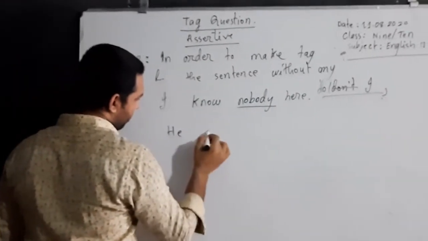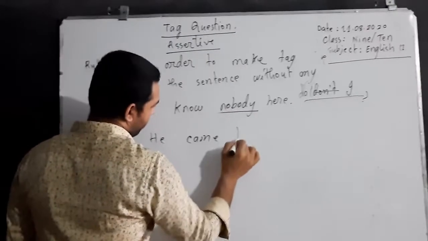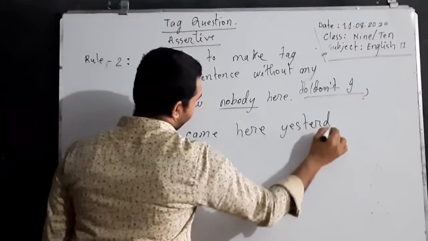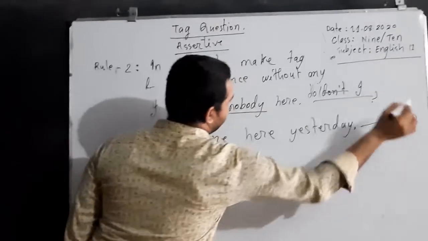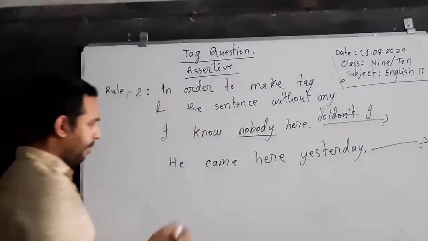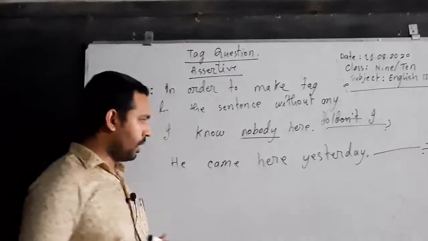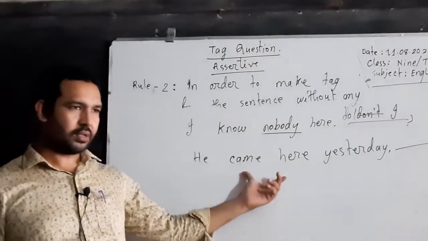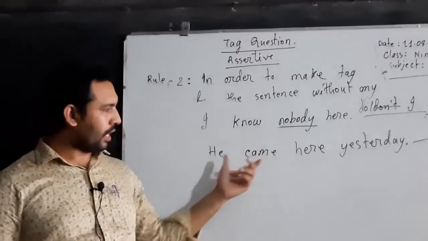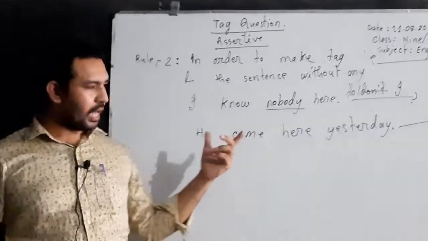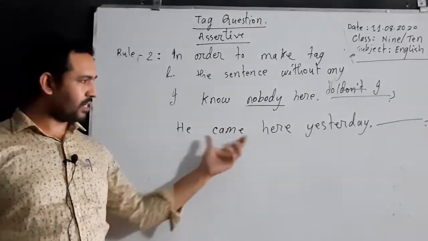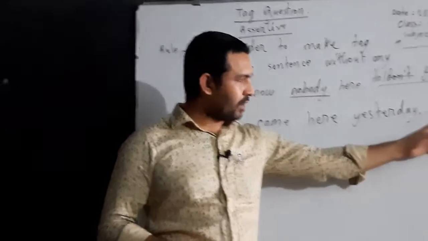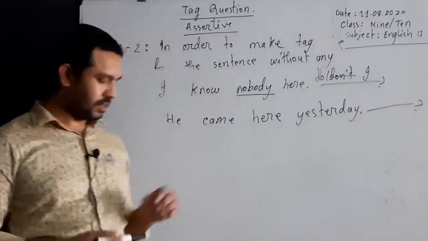He came here yesterday. Very simple sentence. Came. It is a sentence of past simple tense, right? And what should we do? There is no auxiliary verb, and it is an affirmative sentence because there are no negative words here. The tag will be negative because the main sentence is affirmative.